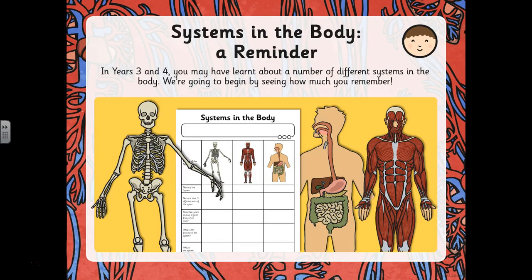Firstly, you would have covered a human topic lower down Key Stage 2, maybe in Year 3 or Year 4, and we're going to see how much you can remember from that topic. Pause the video, download the sheet from the Weebly, and either solve on your iPad or print the sheet out and see how much you can remember about systems in the body.